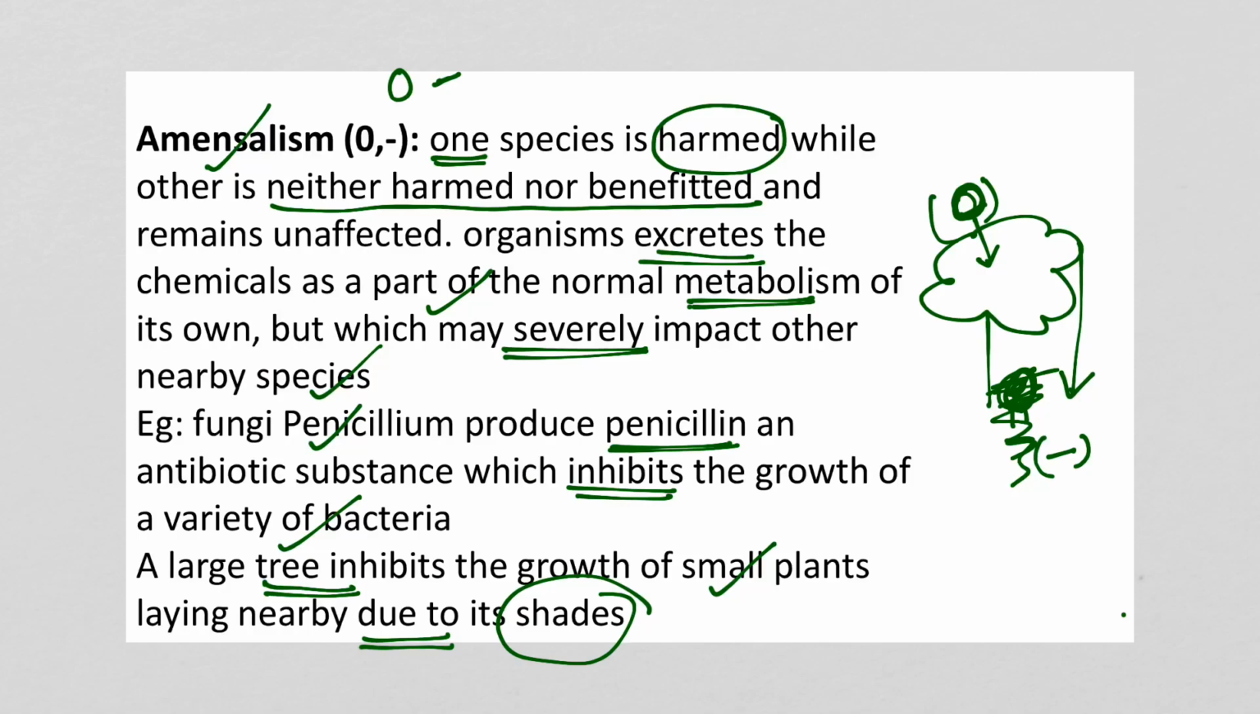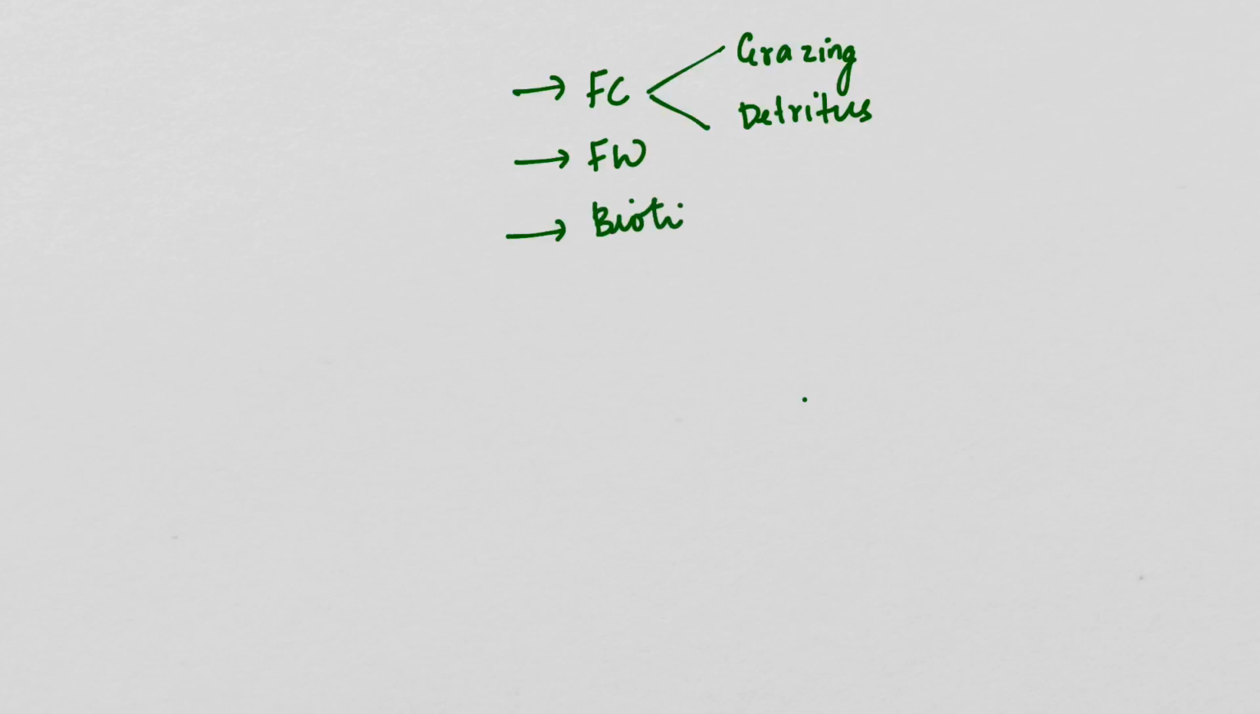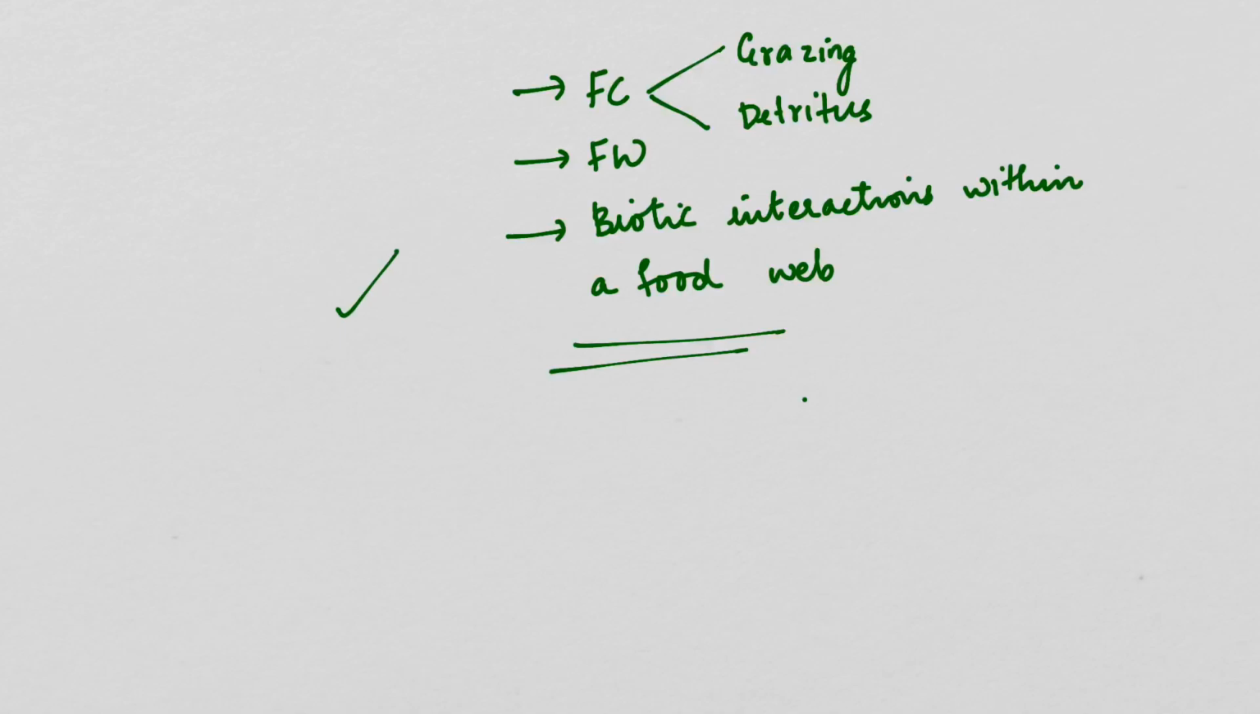So far in this module we have discussed food chain. We have discussed the concept of food web. In food chain, we discussed grazing food chain, and we also discussed the detritus food chain. We discussed food web, and we also discussed various types of biotic interactions within a food web. I hope this much is clear for you. We will be continuing this, and once these concepts are clear, the remaining portions will be very easy for you to complete.